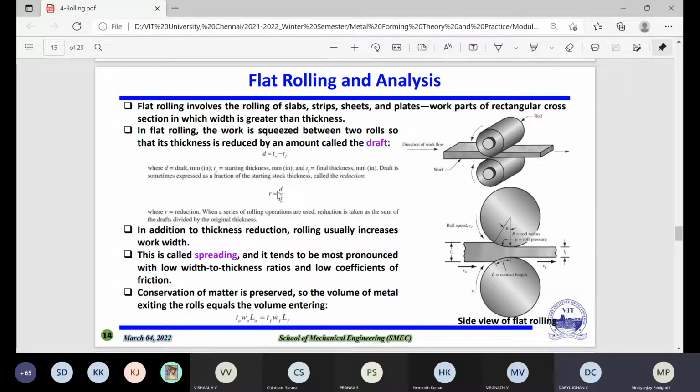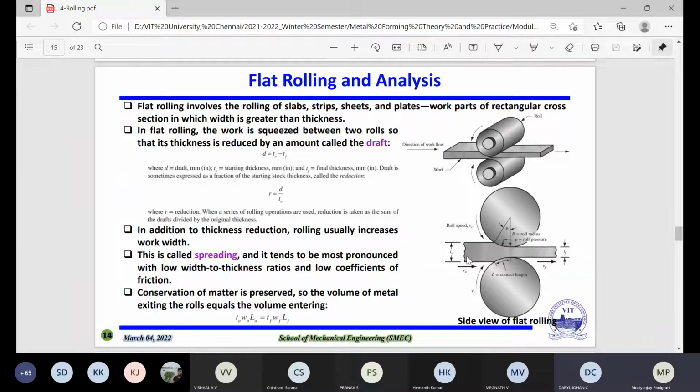So two things now we got. One is draft. This draft equal to initial thickness minus the final thickness. Whereas if we are talking about the reduction, this reduction equal to the draft whatever we have received here divided by the initial thickness. Right? Is it clear?